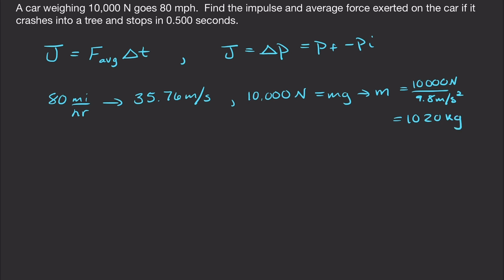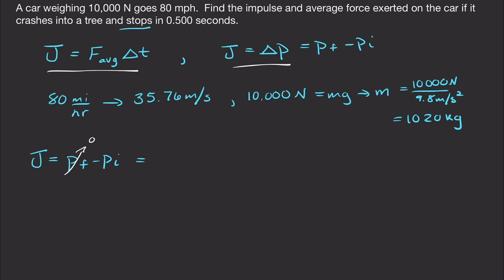Now we want to find the average force, but we don't know the impulse yet, so we cannot use this equation because both of these things are unknown. So we can find the impulse using our second equation, the change in momentum. The impulse is equal to PF minus PI. But if the car crashes and it stops, then the final momentum is just going to be 0.